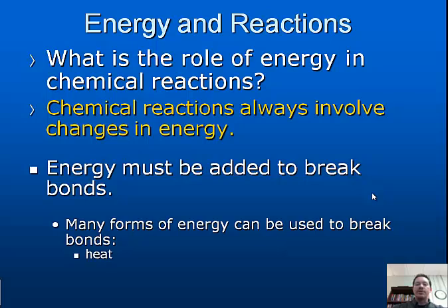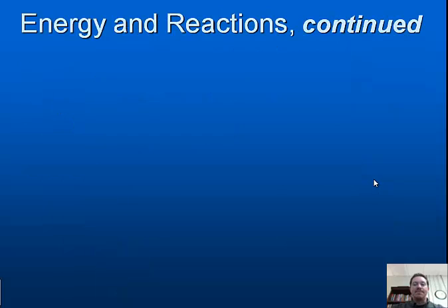We do have several different forms of energy. We can add heat, so we've got our reactants, and we put a heater underneath, a hot plate or a flame. We can use electricity, so we can apply a current to our reactants. We could also add sound and maybe even light to cause these reactants to interact with each other, to rearrange and form our products.